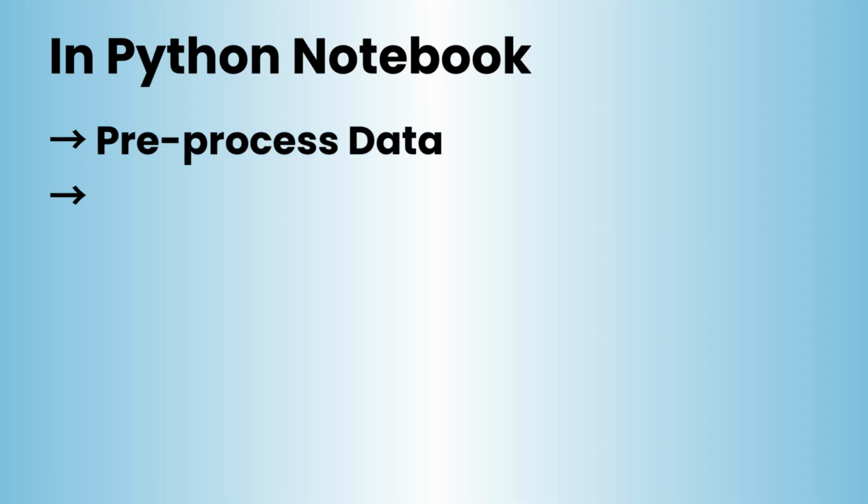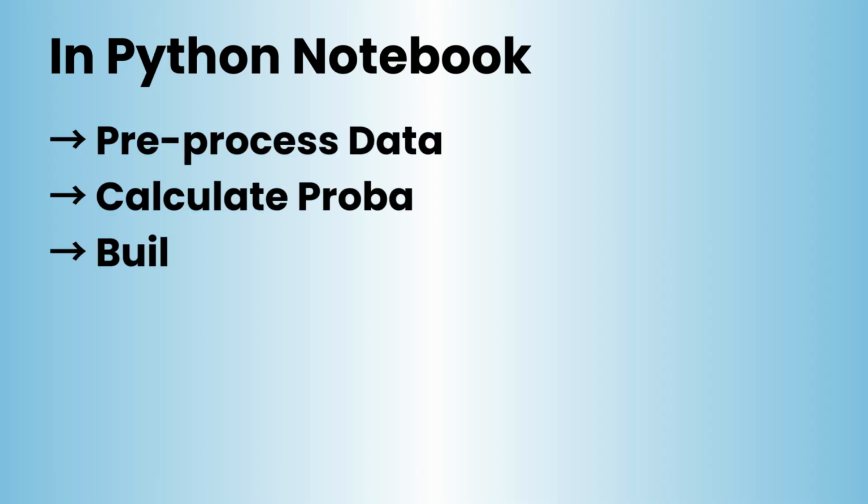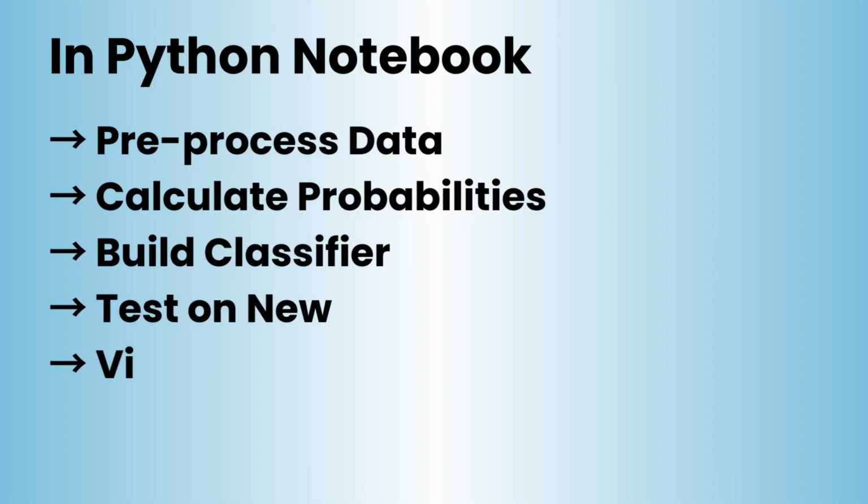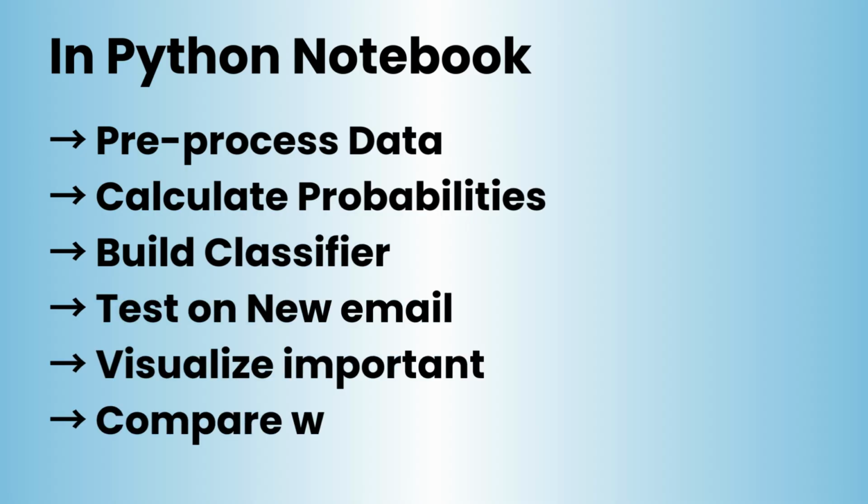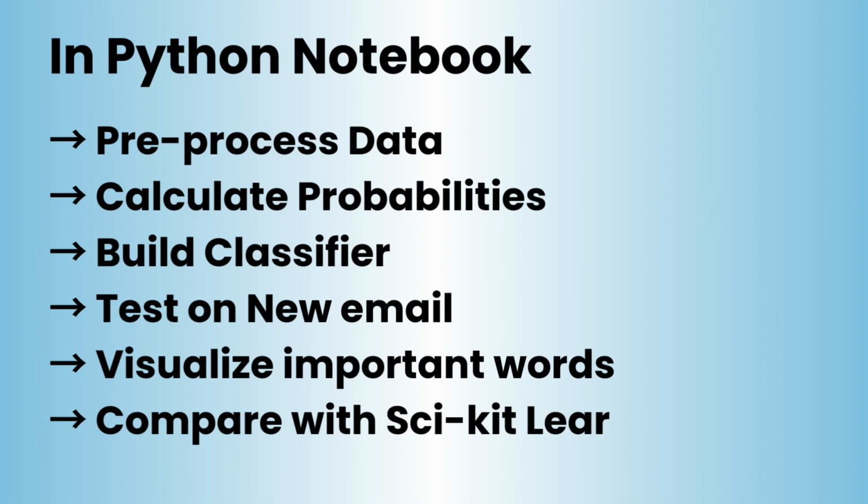In our Python notebook, we implemented this entire pipeline from scratch. We pre-process the text, calculate all the probabilities, build the classifier, test it on new emails, visualize the important words, and compare it with the scikit-learn implementation. We also explore the mathematical foundation in detail, showing how Bayes theorem transforms into the classification rule, how log probabilities prevent numerical underflow, and why Laplace smoothing is necessary.